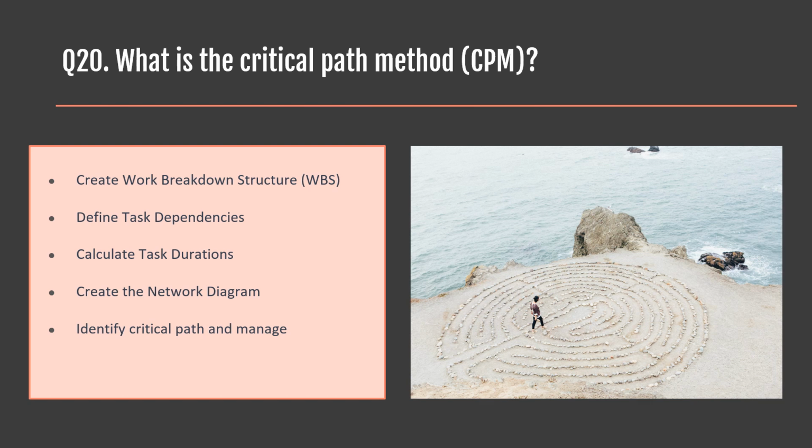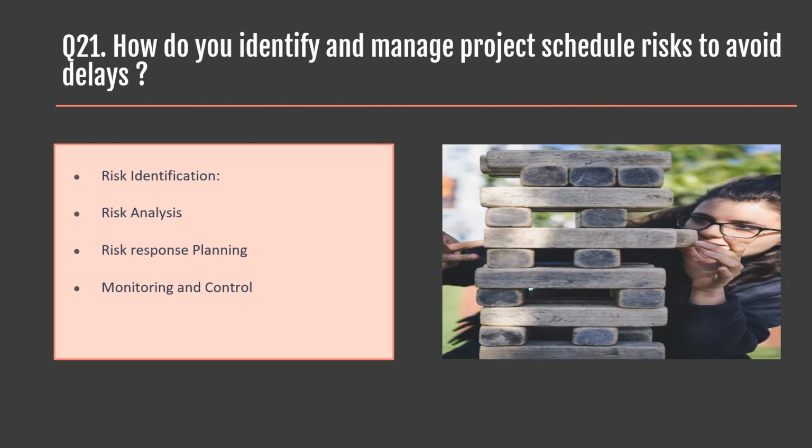Question number 21. How do you identify and manage project schedule risks to avoid delays and ensure timely completion? By following a systematic 3-step approach, that is risk identification, risk analysis, and risk response planning, a project manager can proactively manage potential delays and ensure the timely completion of the project.